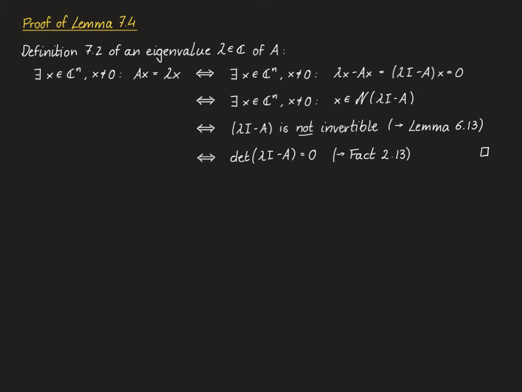Hence, we have shown that definition 7.2 of an eigenvalue is equivalent to this condition in case where the linear operator is given by a matrix. The characteristic polynomial follows simply by calculating this expression, and it's clear that this will lead to a polynomial of degree n.